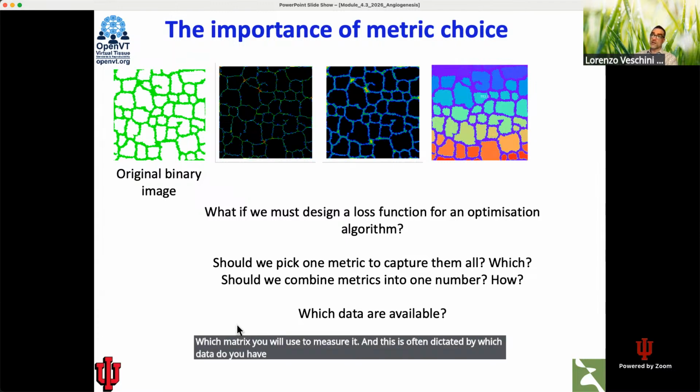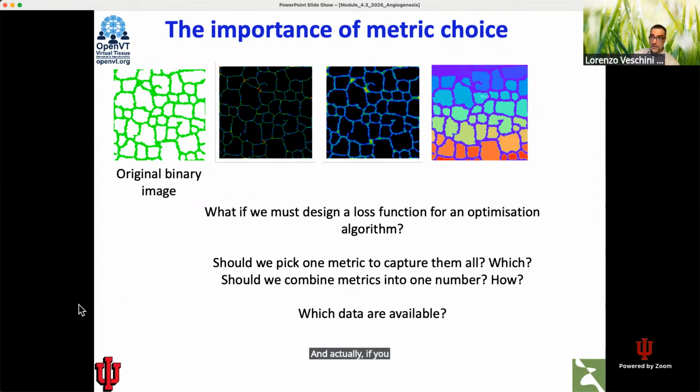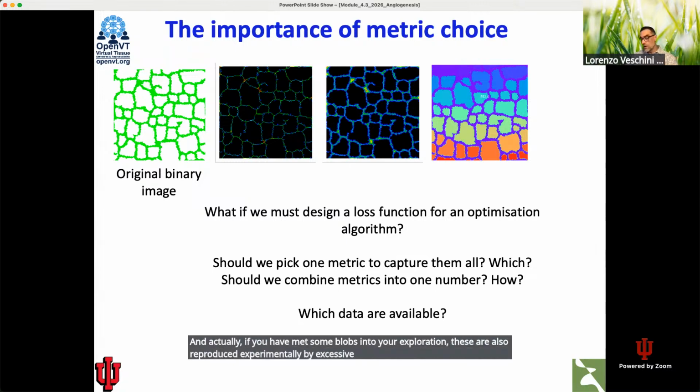And that's why we started with an experiment that we know creates this kind of structure. And actually, if you have met some blobs in your exploration, these are also reproduced experimentally by excessive cell density, or too little VEGF, and things like that.